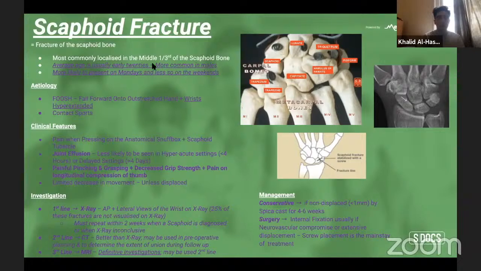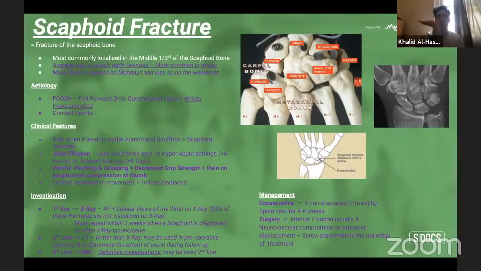Here is the scaphoid. Fractures of the scaphoid bone usually occur in the middle third of the bone. It's more common in males, generally seen in their early 20s, and usually noticed in patients who do contact sports. It can also be a product of a FOOSH injury, where the wrist is hyperextended. This is flexion, and this is extension.